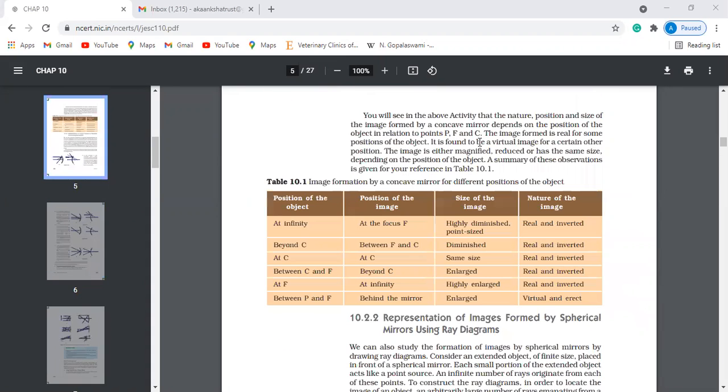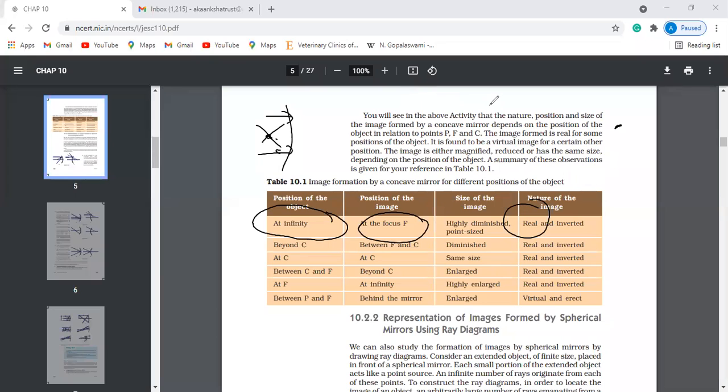You can remember it. The same thing is here. See, when you keep a candle at infinity, what happens? The position of the image is at the focus, that you have seen. All lights will go like this and will pass through the focal point, correct? So that is at focus. Highly diminished, point size. So that I have told you. Okay, diminished image and real image.